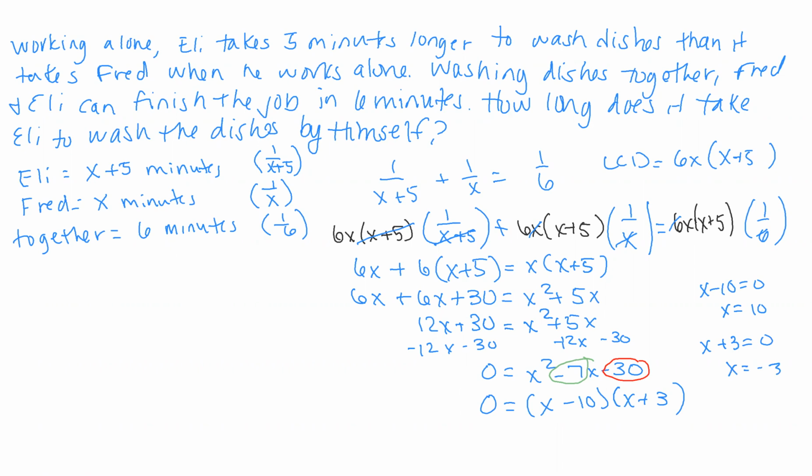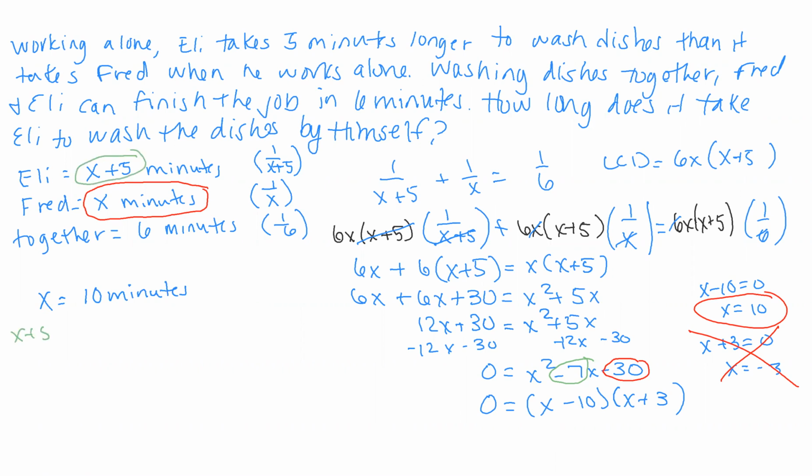Now, you have to think about this. We've got two answers, and one of them just doesn't make sense. So if we go back and figure out what x is, the number of minutes it takes Fred working alone, could Fred do the job of washing dishes in negative 3 minutes? Of course not. This doesn't make sense. This does. Okay. So x equals 10 minutes. And then if we want to look at Eli right here, x plus 5 equals 15 minutes.